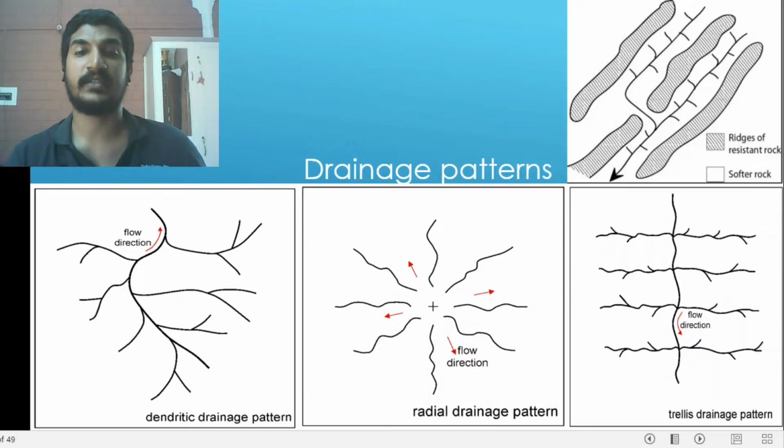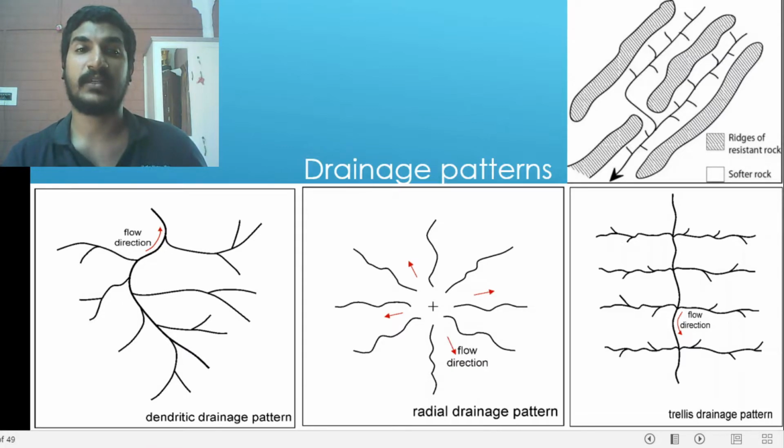The next one is the radial drainage pattern. A radial drainage pattern forms when the river originates from a hill and flows in all directions. That is, in a radial drainage system, the streams radiate outward from a centrally located high point.